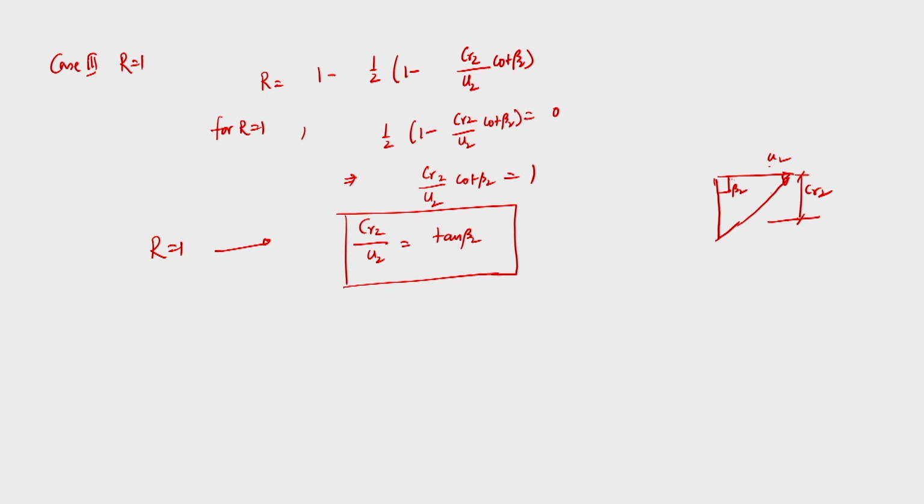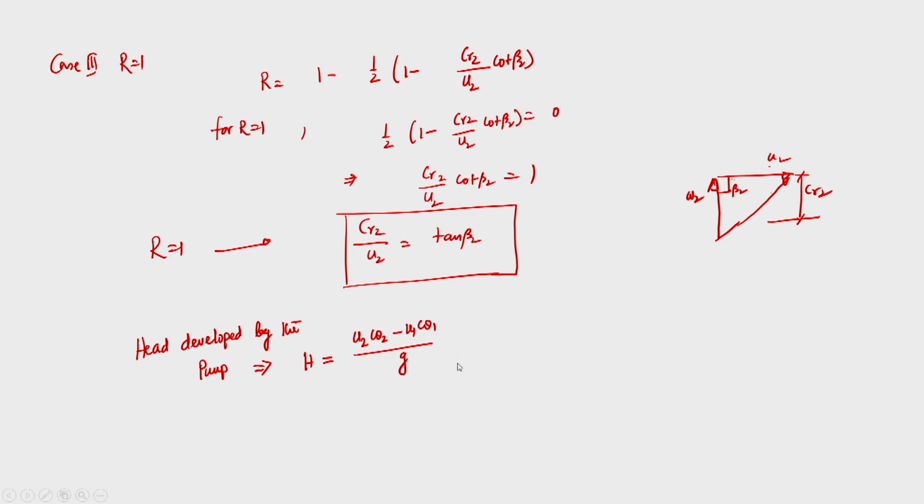So, CR2 by U2 is equal to tan beta 2, that is beta 2 is equal to pi by 2. So, this velocity W2 will be perpendicular, a radial outlet. So, if that is the case, now the head developed by the pump will be how much? Then the head developed by the pump will be equal to H is equal to U2 C theta 2 minus U1 C theta 1 divided by g.